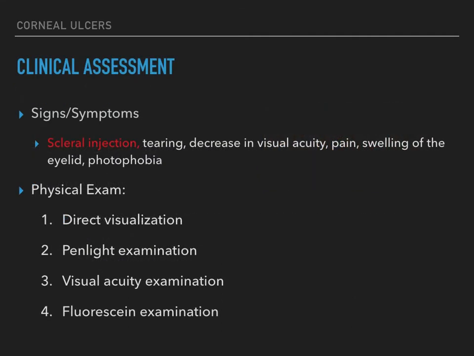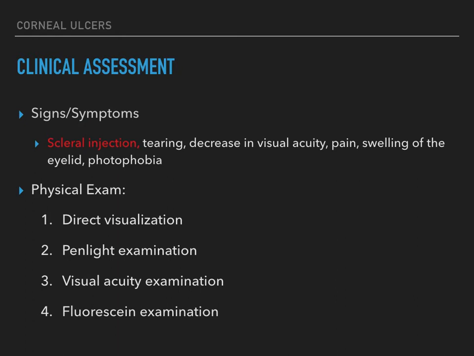When a patient has a corneal ulcer, they will experience a range of symptoms. Majority of the patients will have scleral injection or redness in the whites of the eye. Normally they will experience excruciating pain, which will lead them to go to the doctor in the first place. Other things that the patient may experience are tearing of the eye, swelling of the eyelid, photophobia, and importantly, decrease in visual acuity. Since corneal ulcers can lead to blindness, a decrease in visual acuity is particularly important to note.